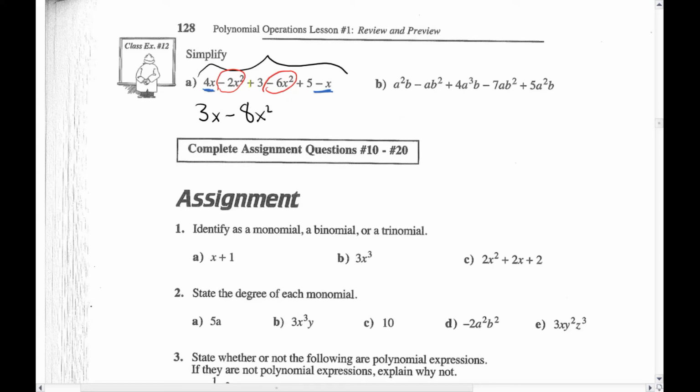And last but not least, I have a plus 3. So do I have any other constants here? Yes, I have a plus 5. 3 plus 5 is 8.